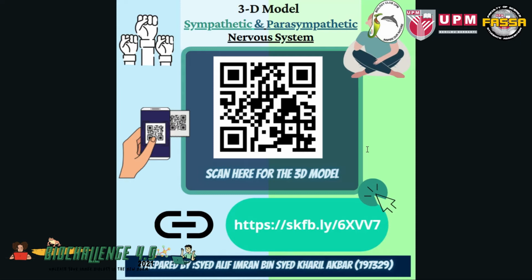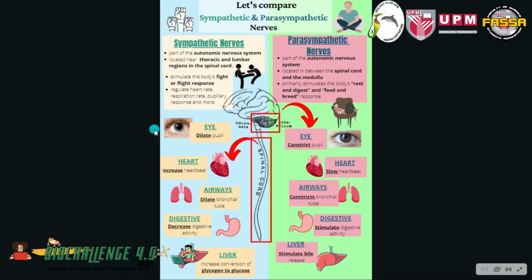Today, I would like to present a model teaching tool titled Sympathetic versus Parasympathetic Nervous System. First of all, this is the blueprint or plan of the digital 3D model that I made. Both the sympathetic and the parasympathetic are part of the autonomic nervous system. However, the sympathetic nervous system will stimulate the body's fight or flight response, but the parasympathetic nervous system will trigger the rest and digest or feed and breathe response.